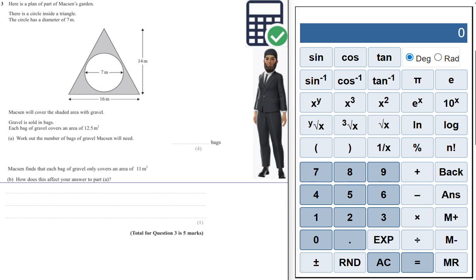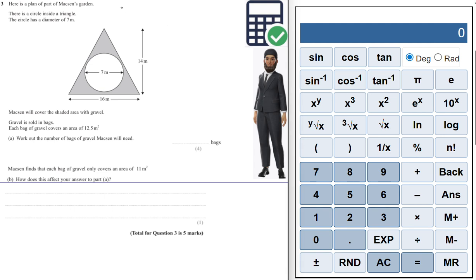Here is a plan of part of Maxon's garden. There is a circle inside a triangle. The circle has a diameter of 7 meters. Maxon will cover the shaded area with gravel. Gravel is sold in bags. Each bag of gravel covers an area of 12.5 meters squared. Work out the number of bags of gravel Maxon will need.